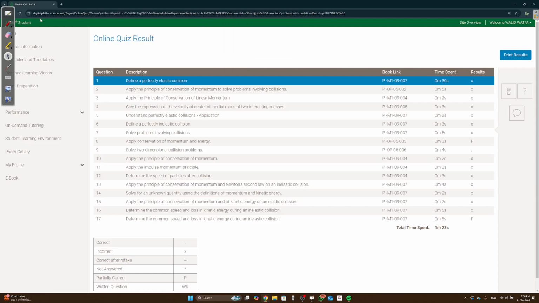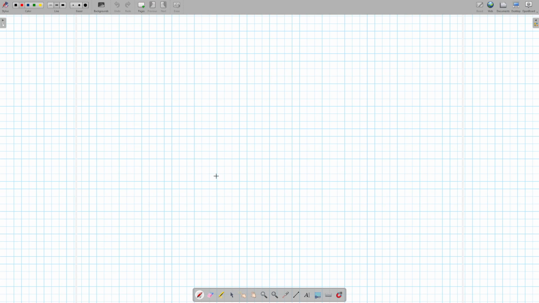Okay, this is term 2, week 9, mechanics. Very simple, really. Maybe one or two questions that are a bit tricky. The rest is all one formula, okay? Basically, today's about collisions, okay?